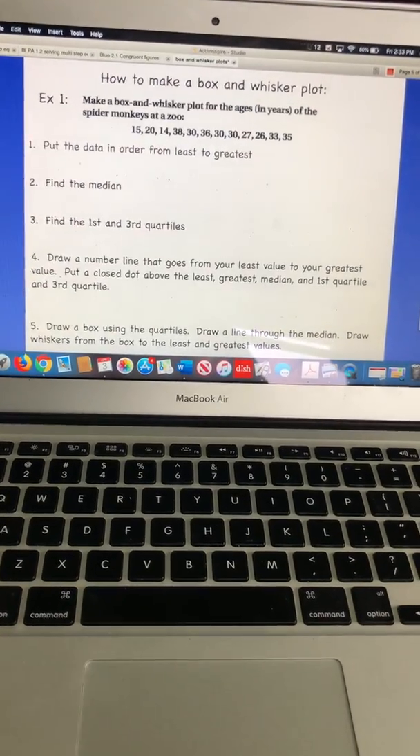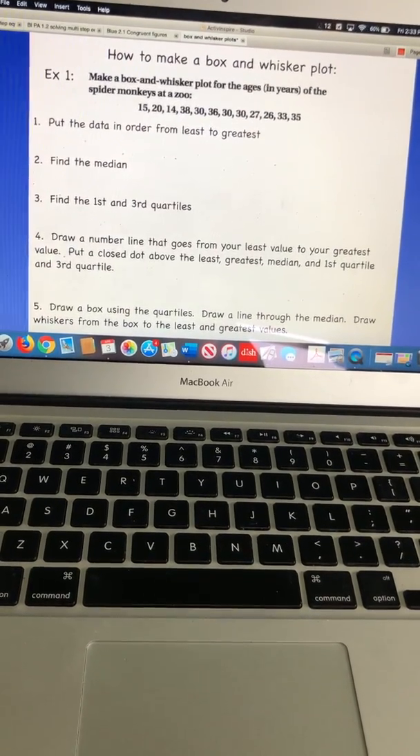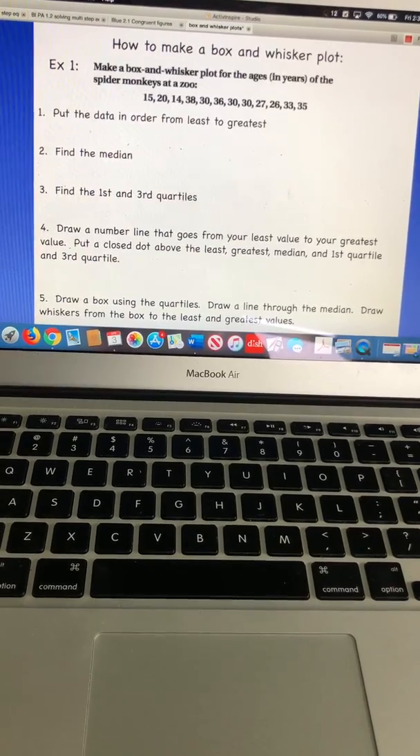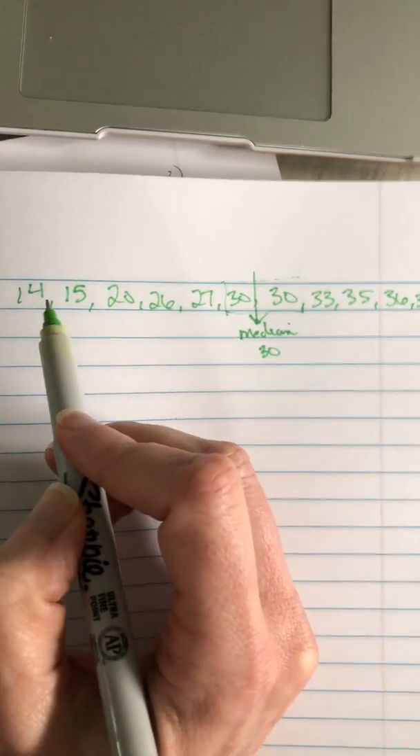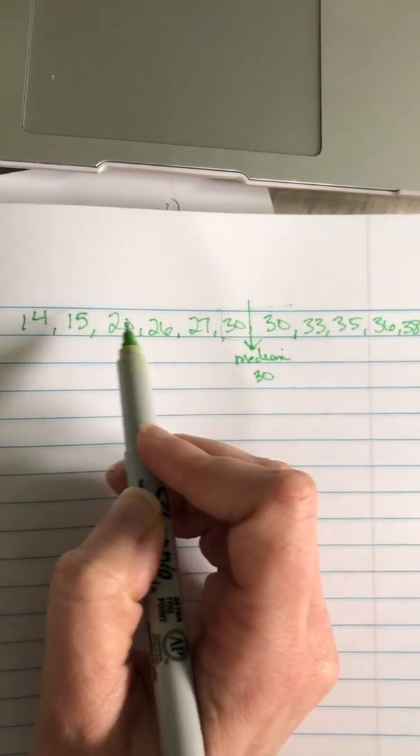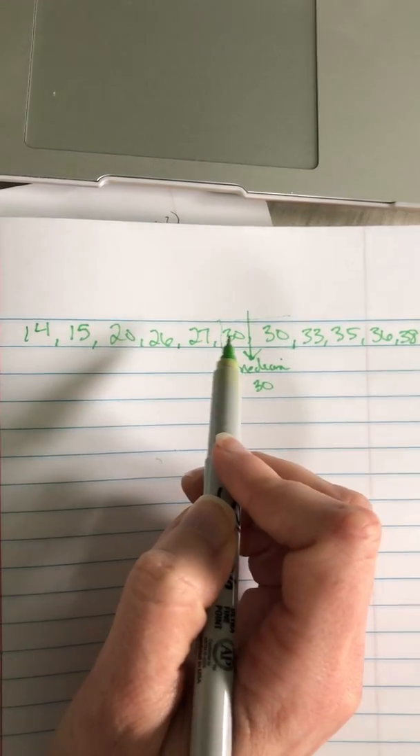Now, next step is find the first and third quartiles, which, if you remember, the first and third quartiles are basically just the median of my first half of my data and the median of my second half of my data. Yes, I just said data weird. All right, so the first half of my data would be here. So now I'm trying to find the median of that half of data.